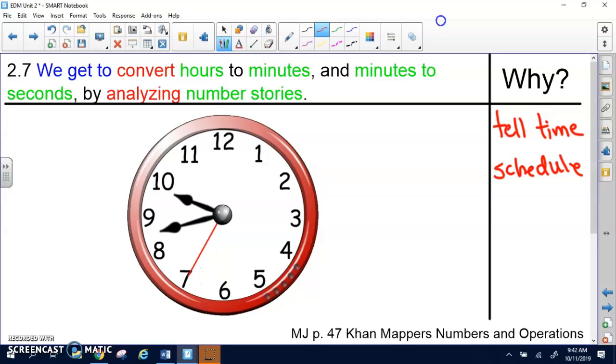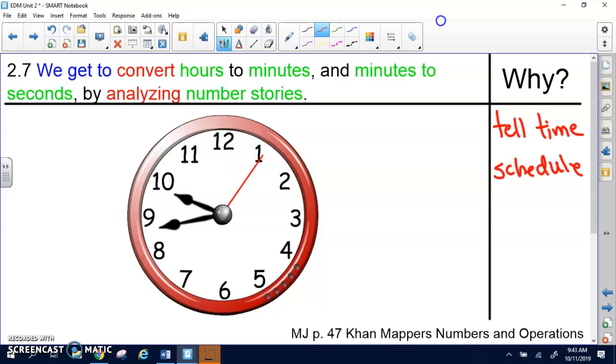Okay. I'm about to blow your mind. This clock right here is a tool to measure. And it works exactly the same as a ruler or a yardstick. Yes. Isn't that wild? All we are doing is measuring time with this tool right here. Pretty wild, right?